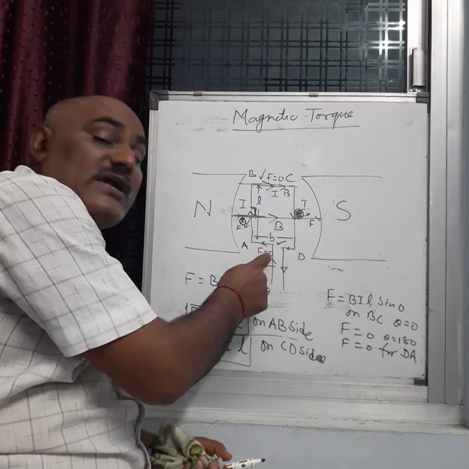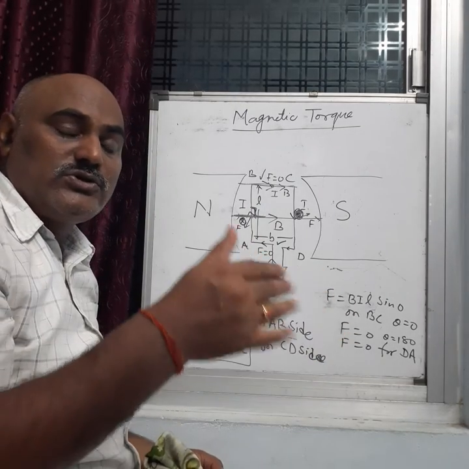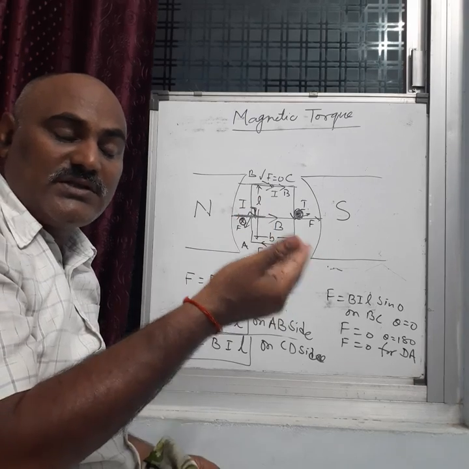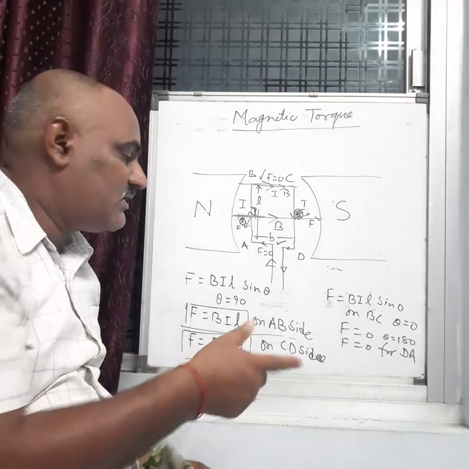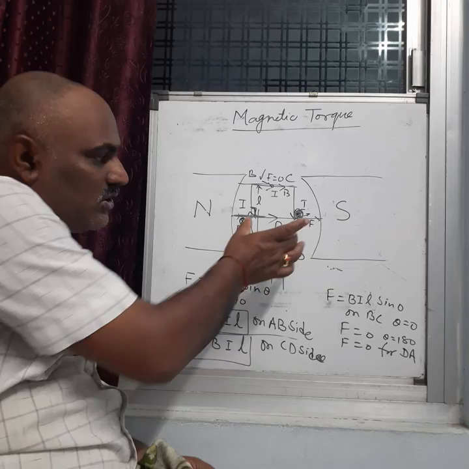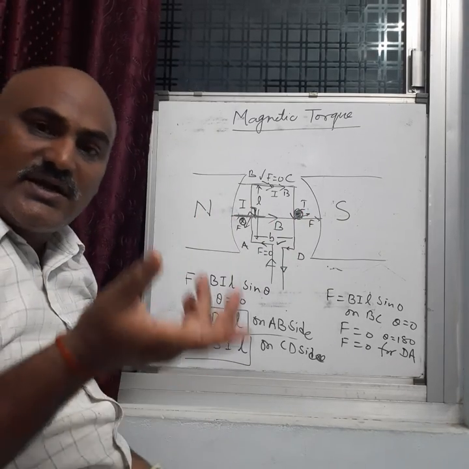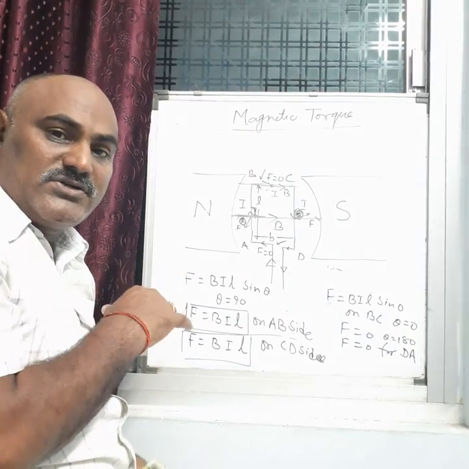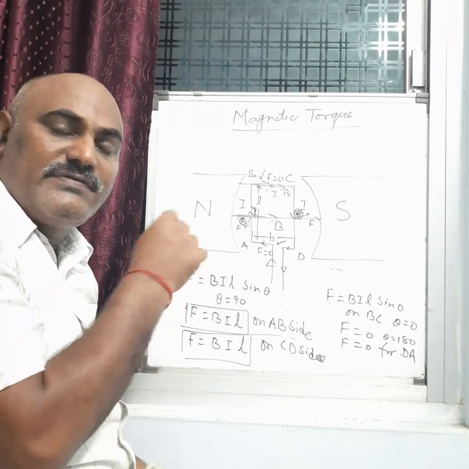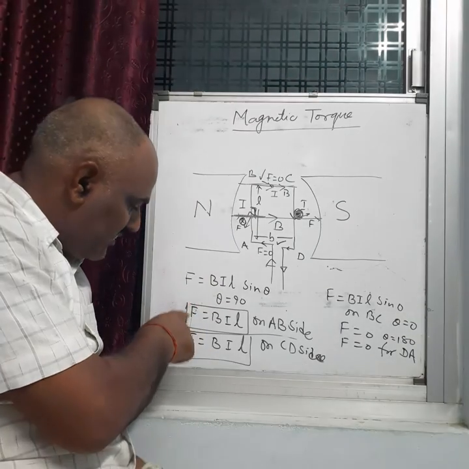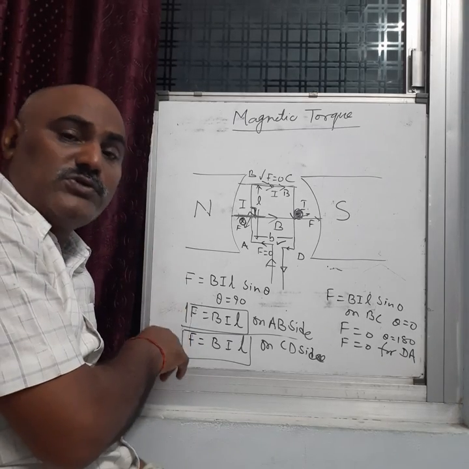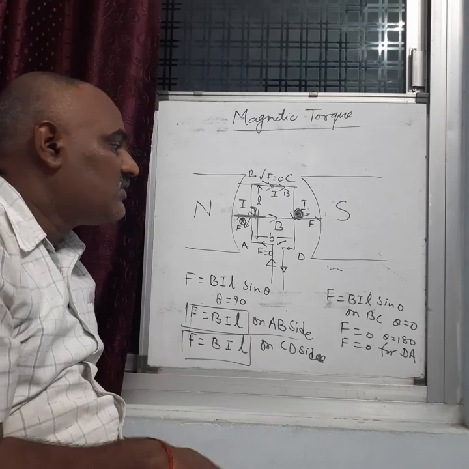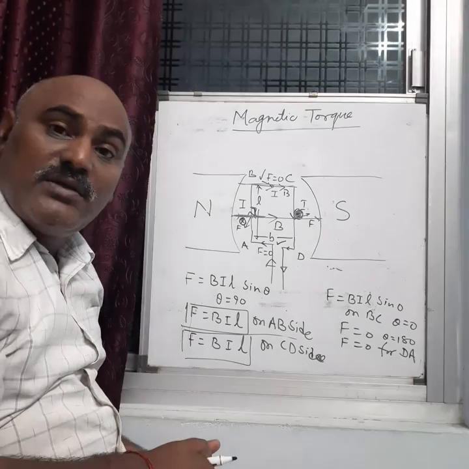In these two sides, the force will be 0, because the current is flowing in the direction of the magnetic field or opposite to the direction of the magnetic field. In these other two sides, current is flowing in opposite directions, but the angle between magnetic field and current is 90 degrees, so the force is BIL. Both forces are equal in magnitude but act in opposite directions, so torque will be produced.